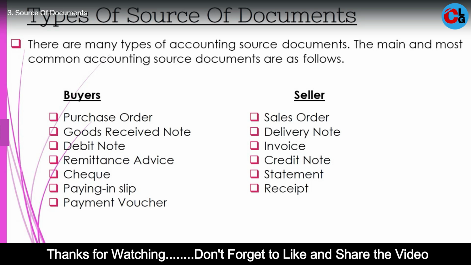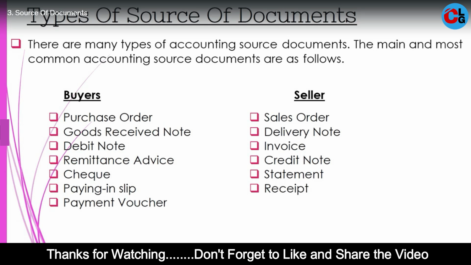Then after that, the seller sends the goods to your company. When you receive the goods, you have to send the documentary evidence called the goods received note, right? It mentions how many goods we received. After that, you need to check your goods, and sometimes some of the goods are damaged. At that time, you have to send the debit note to the seller. It mentions that this much of the goods are damaged and we are going to return them to your company.